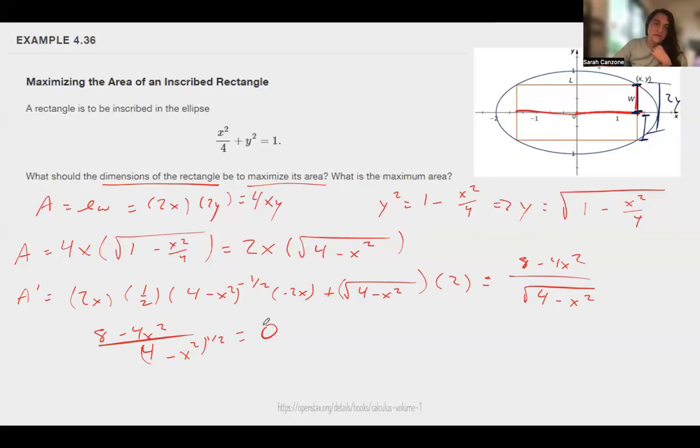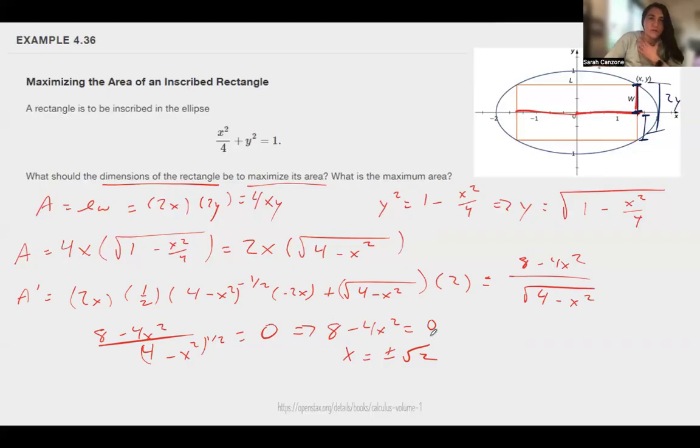If we multiply both sides by our denominator, what that gives us is that 8 minus 4x squared equals 0. If you add this over, divide by 4 and square root it, what you get is that x equals plus or minus the square root of 2. And we do have to remember the plus or minus here. But if you consider what we started with, again, we only want one x value.